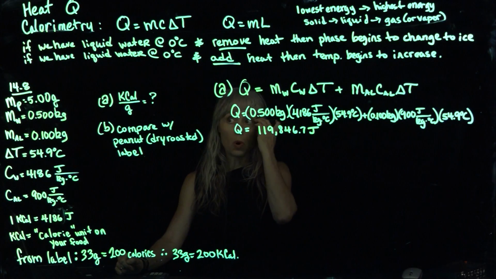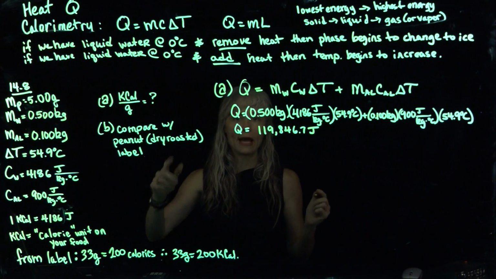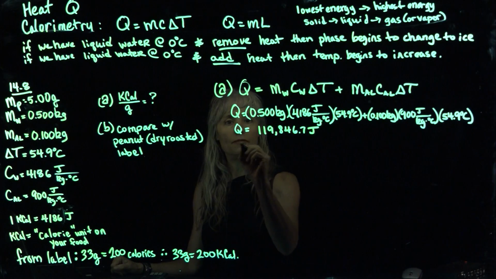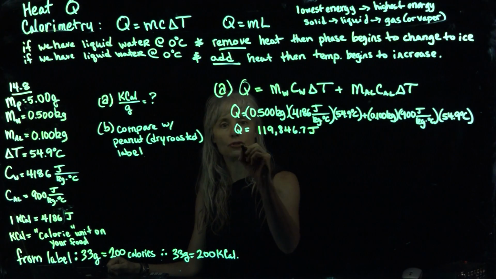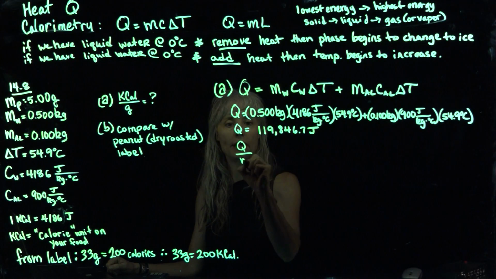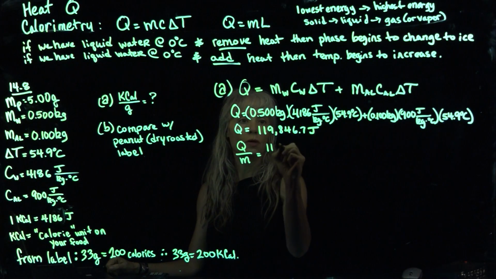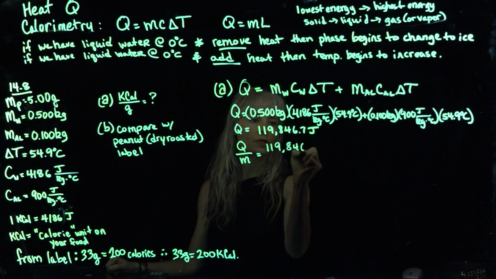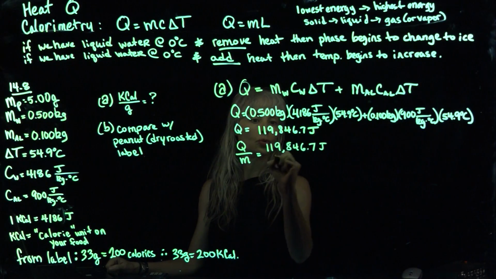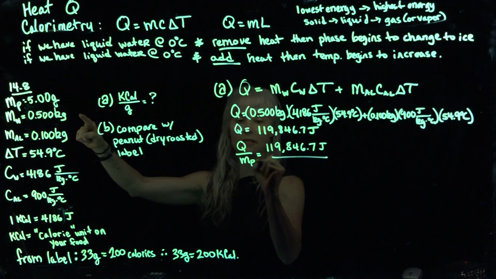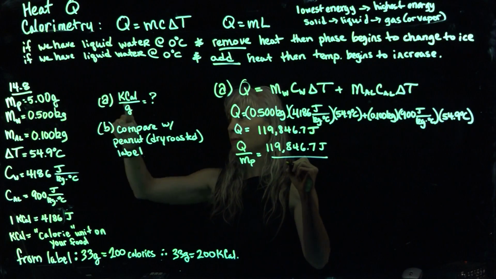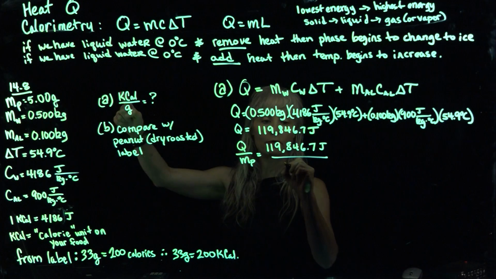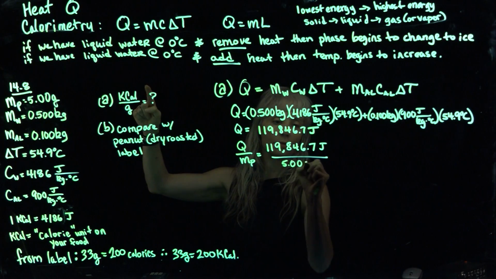And so we want the energy per gram. And so if I divide both sides by the mass, then I have the energy per gram. So Q over M is going to be equal to 119,846.7 joules divided by the mass of the peanut. This is 5.00 grams, and we do want it in grams, not kilograms, but grams. So this is 5.00 grams.